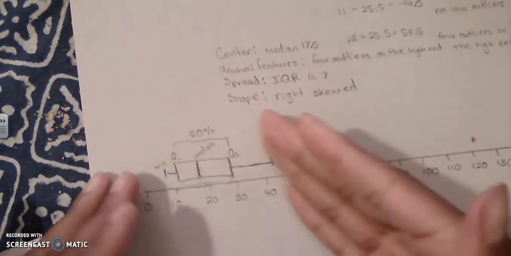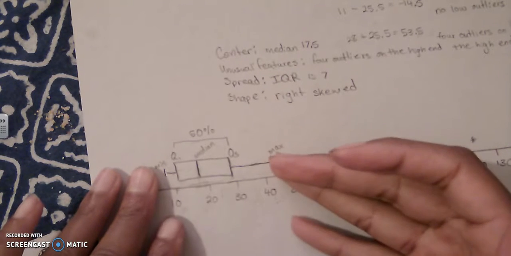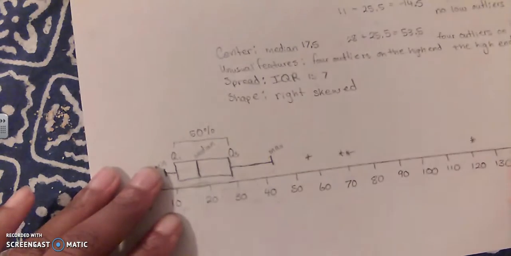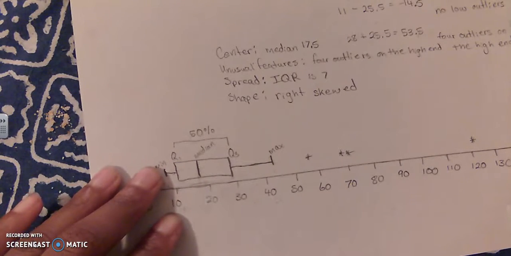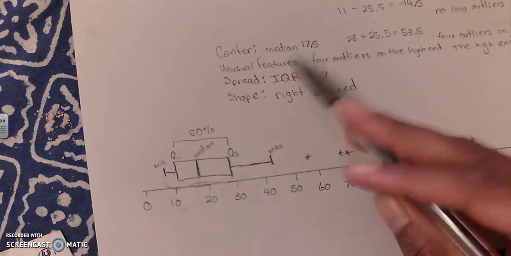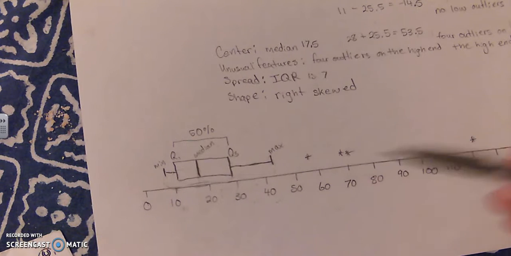Most of my data is to the left, between 10 and 42 even. And then I have a few data points that are really dragging it up towards the right. So we know that this is a right skewed shape. Now, it isn't enough just to write out center 17.5, spread 7. You've got to put it in context.